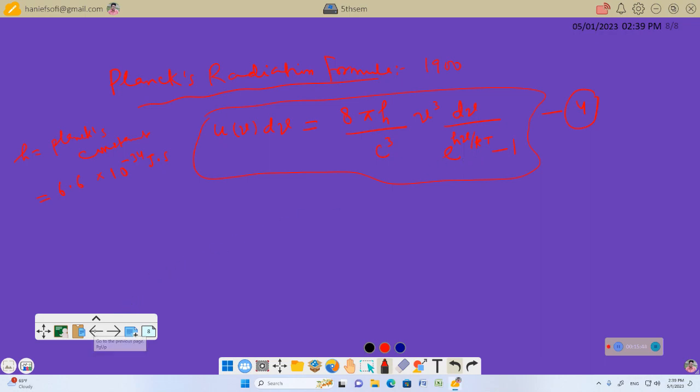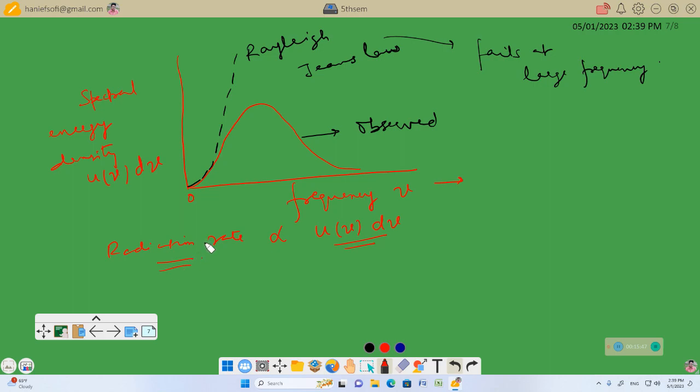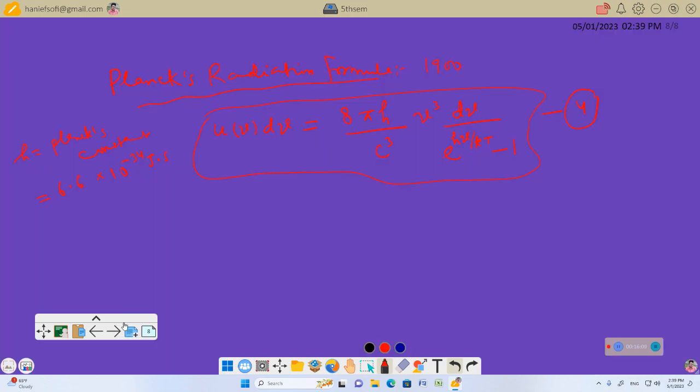One thing we know for sure from this graph is that Planck's radiation law must become Rayleigh-Jeans law. That means Planck's radiation law must reduce to Rayleigh-Jeans law at low frequency, right? Because at low frequencies there is no issue with the Rayleigh-Jeans law. And at high frequencies we know u nu d nu must approach zero, as observed, right? Now we will see whether these two things are fulfilled by Planck's radiation law or not.